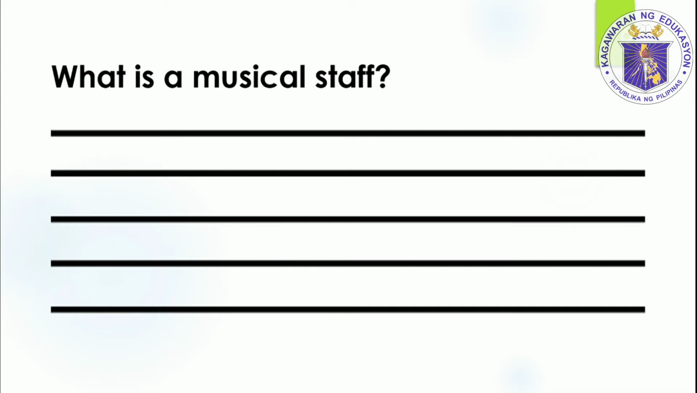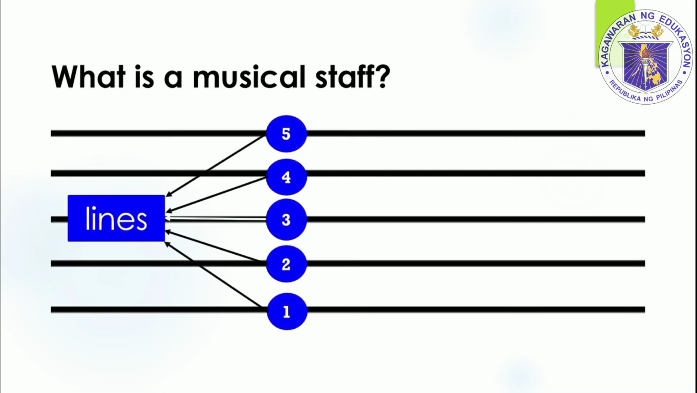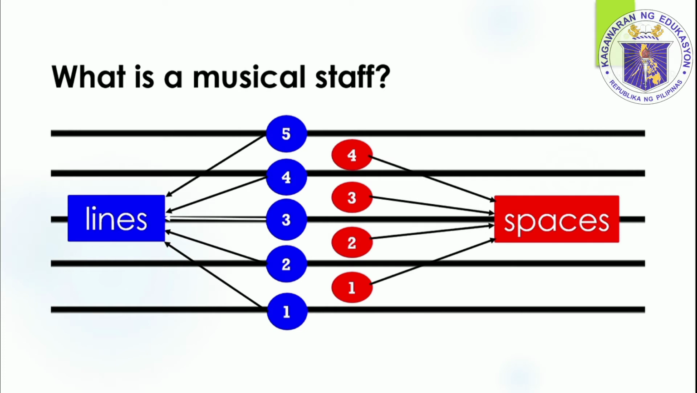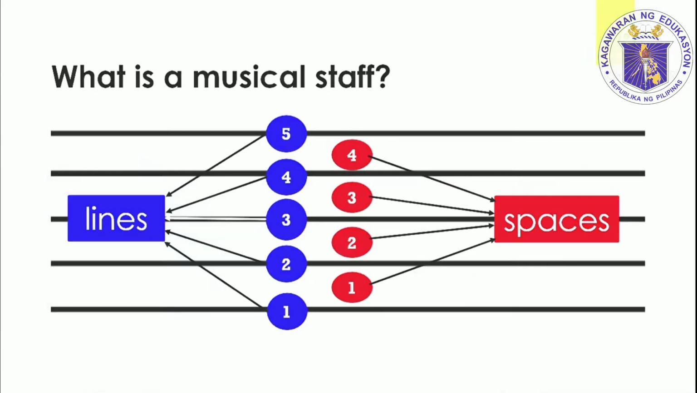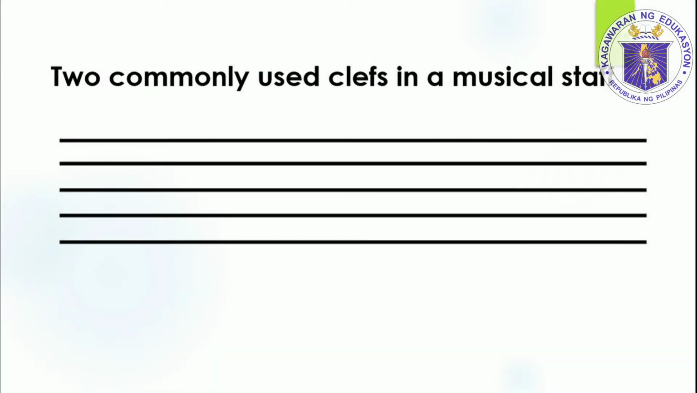What is a musical staff? It is the foundation upon which notes are drawn. The modern staff comprises 5 lines and 4 spaces. Every line and space in the staff represents the white keys on the keyboard or piano, wherein clefs are responsible for assigning notes to a certain line or space. There are 2 commonly used clefs in a musical staff, the treble clef and the bass clef.